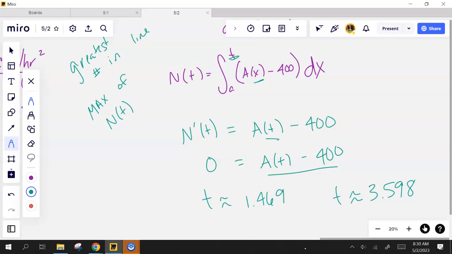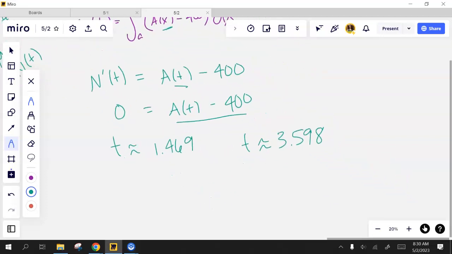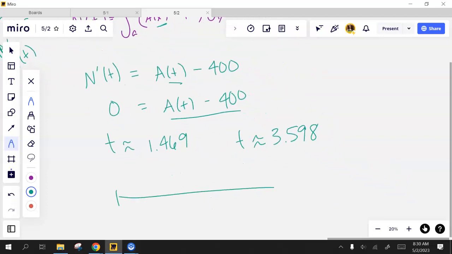Okay, so these are my solutions here for t, right? These are my times. Let me reread this question. Oh, we're finding maximum, right? I'd probably do a sign chart. The derivative tells me what the function is doing.